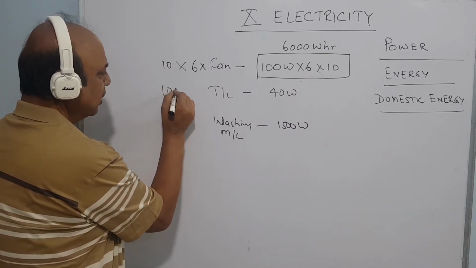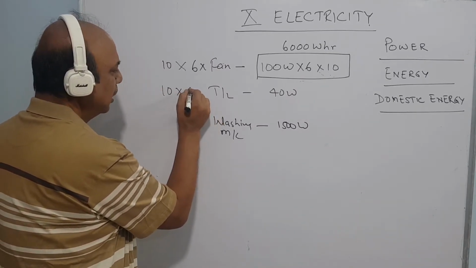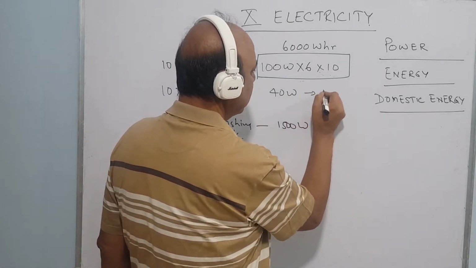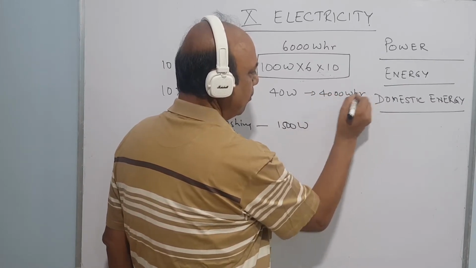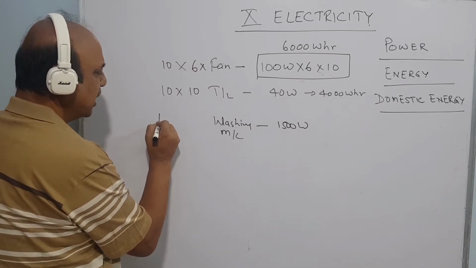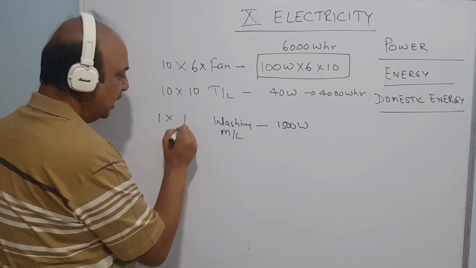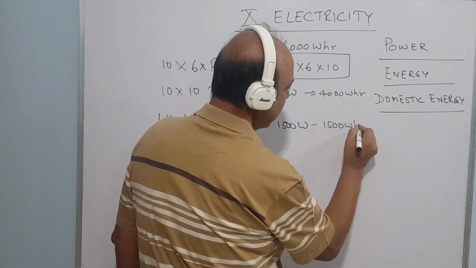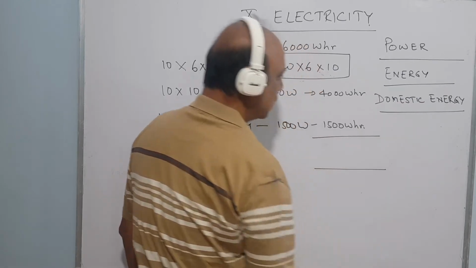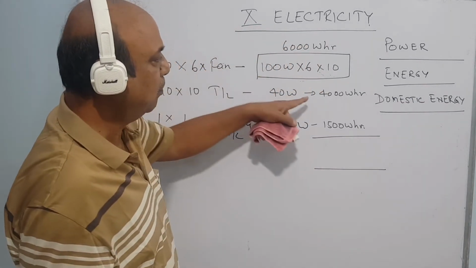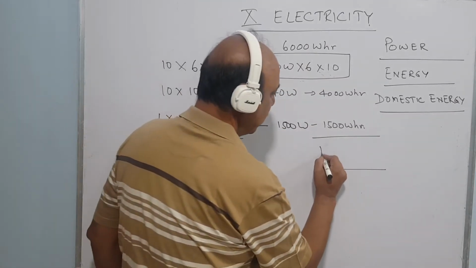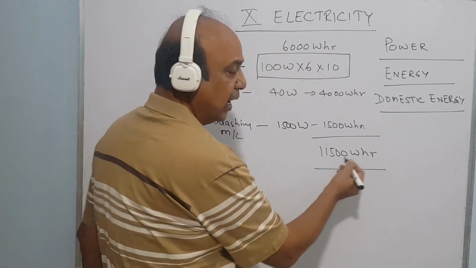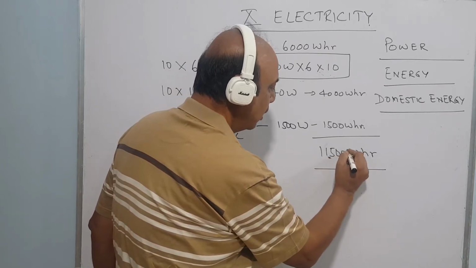Similarly, suppose 10 into 10 tube lights, so it makes it 4,000 watt hours. There is a washing machine, suppose it runs for 1 hour, and there is only one washing machine, so that makes it 1500 watt hours. What is the total energy we have consumed in a day? 6,000 plus 4,000 makes it 10,000, plus 1,500, 11,500 watt hours. Or if I divide it by 1000, I get 11.5 kilowatt hours.